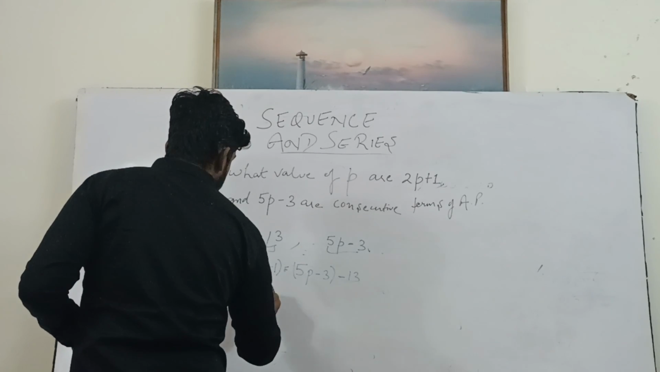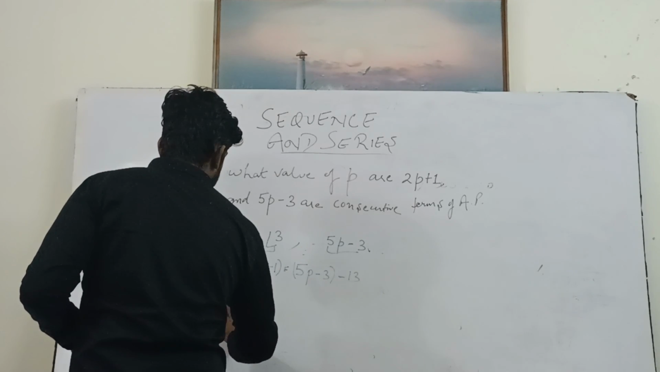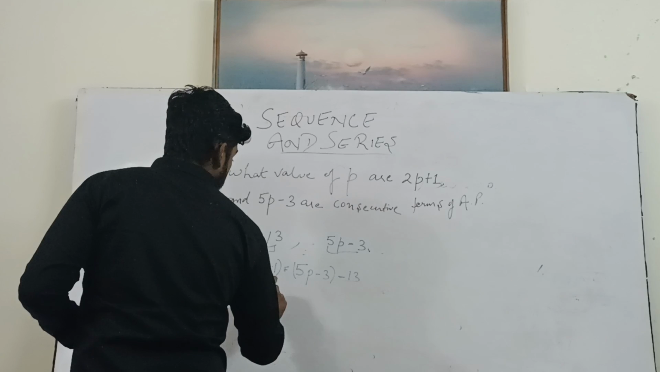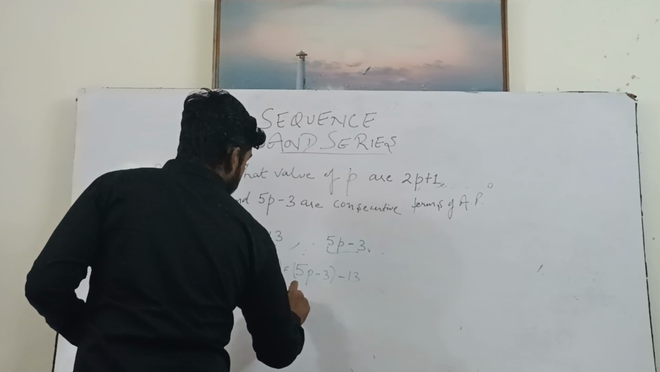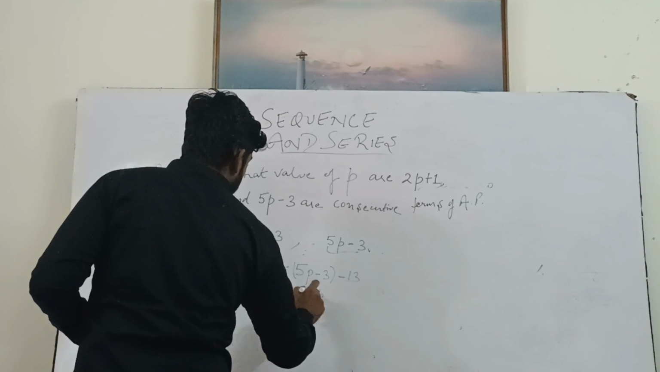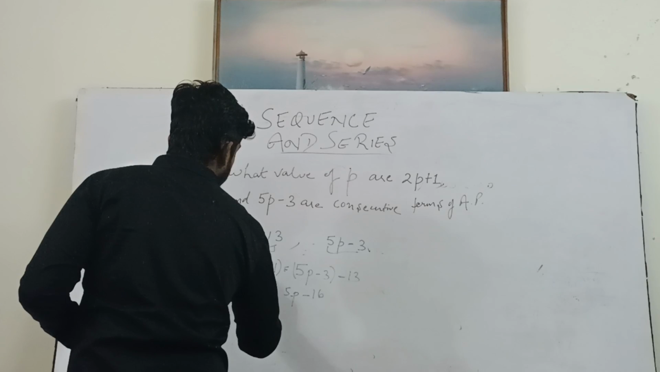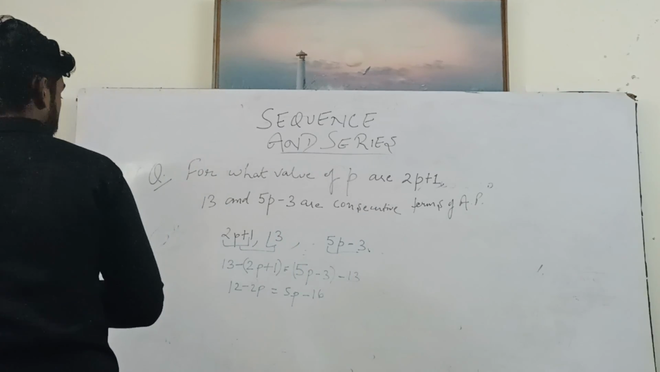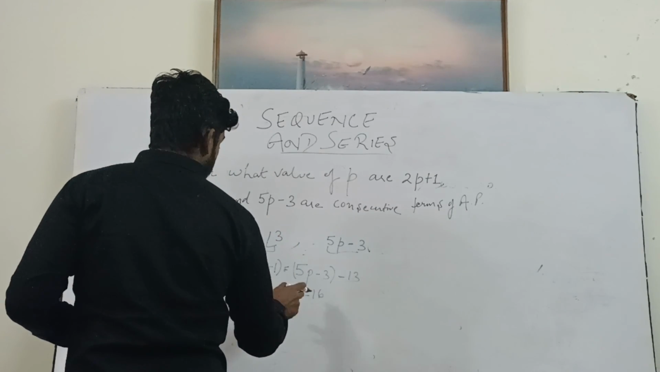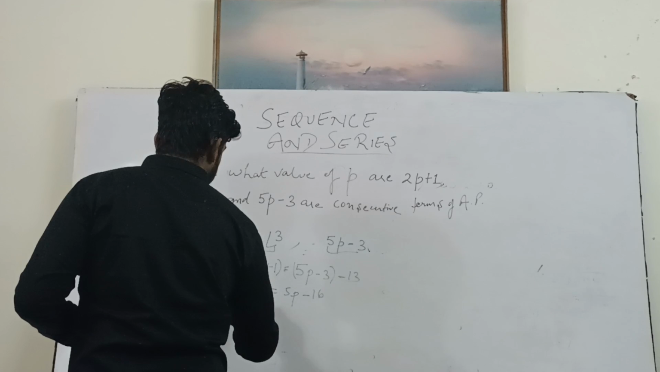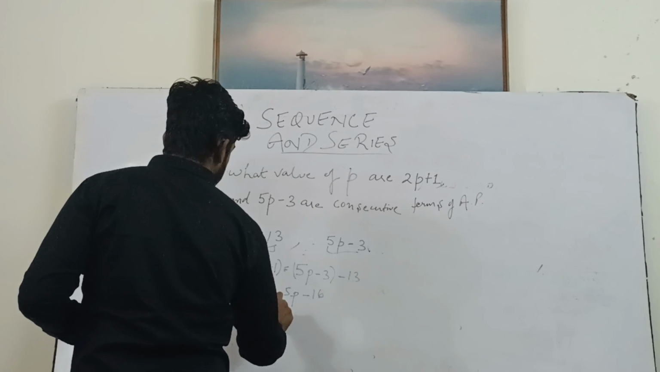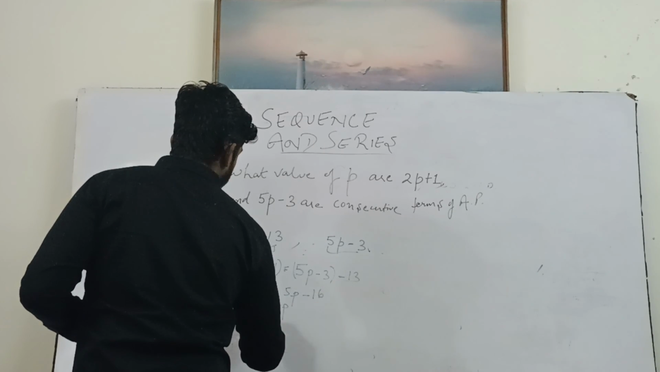13 minus 2p minus 1, it becomes 12, is equal to 5p minus 16. ठीक है, ब्रैकेट जब ओपन होगा तो ये माइनस साइन दोनों जगह पहुंच जाएगा. अच्छा, let's bring 16 to this side. This becomes 28 is equal to 7p, and the value of p is 4.